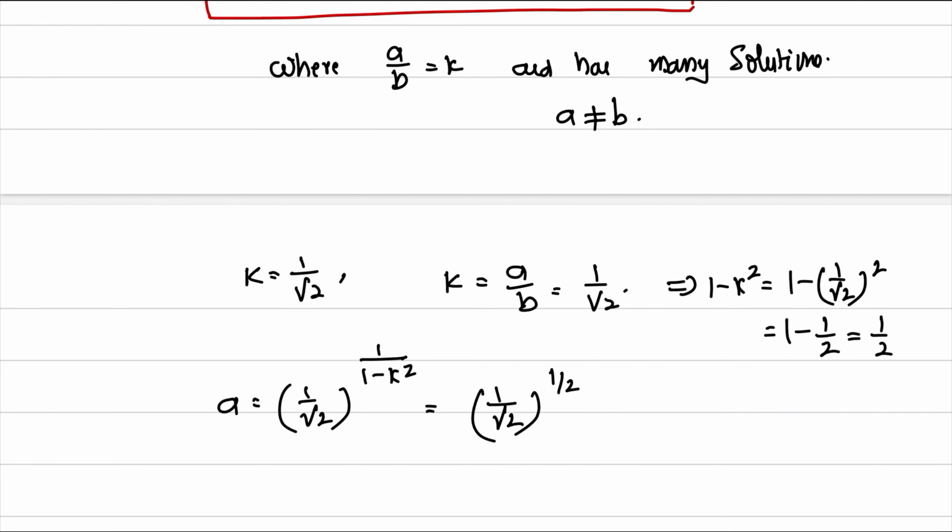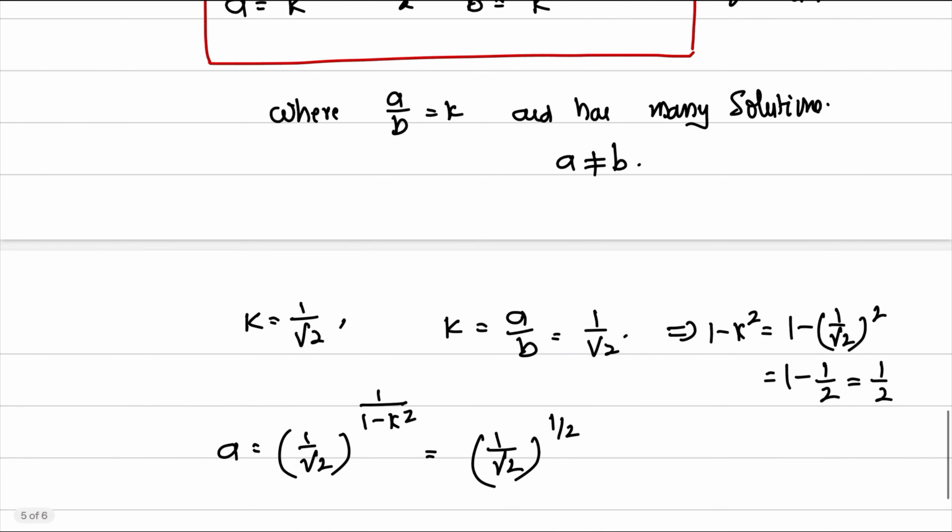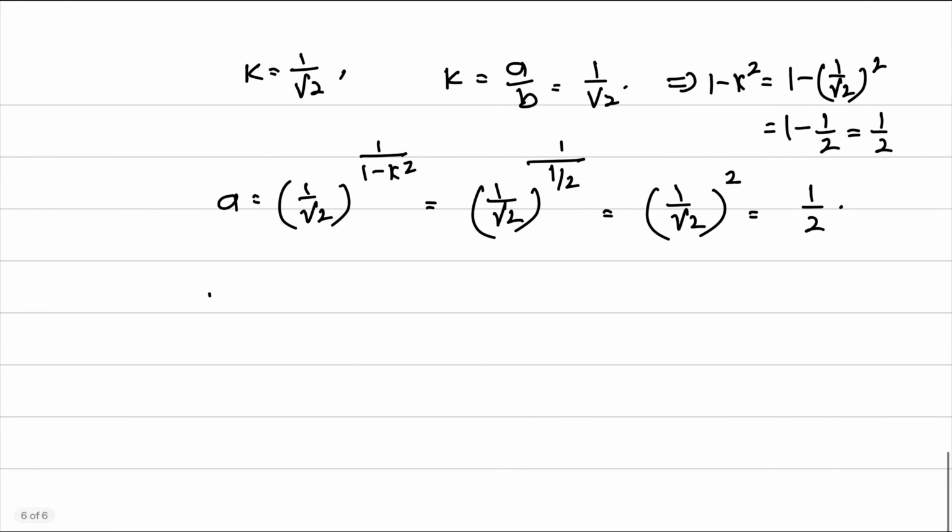This is the value of a. Then what is the value of k square by 1 minus k square? This is, 1 minus k square is half, so 1 by half, that is equal to 1 by root 2 to the power of 2, that is equal to 1 by root 2 whole square, which is 1 by 2. Therefore, a is equal to 1 by 2.